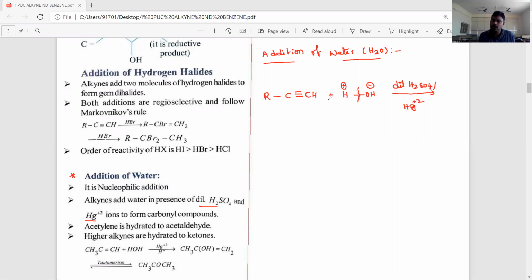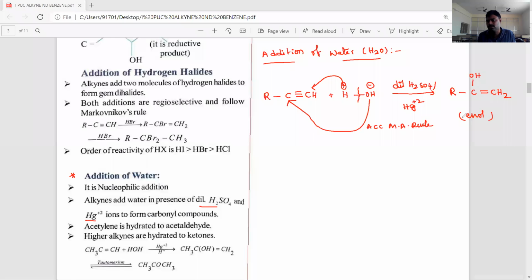You have to add the water molecule according to Markovnikov rule. The H+ ion adds at the triple bonded carbon containing more hydrogen atoms, and the negative ion is added at the triple bonded carbon containing fewer hydrogen atoms. That is the Markovnikov addition rule. Then we get the enol, R C(OH) double bond CH2. Enol is the product.